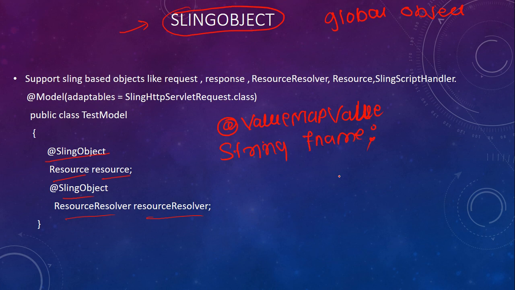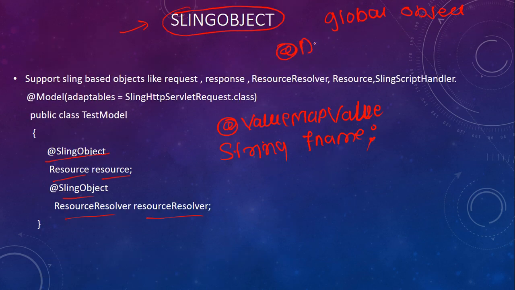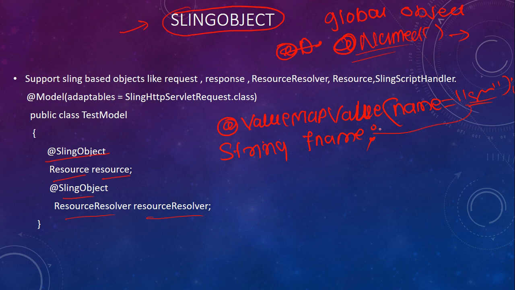That's it. With that annotation, if you don't want to use this name annotation, basically name is used for the mapping, you can simply use this value map value and define the name here. So I need a Sling resource type. All your Sling resource type data will be stored inside this variable.